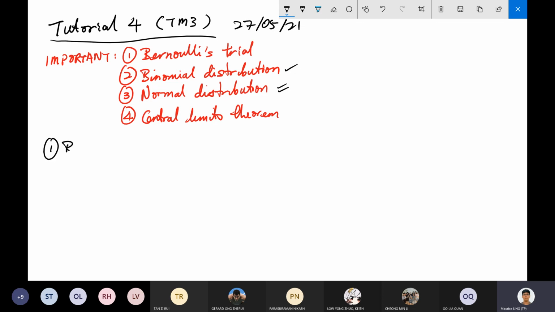Number 1, let's look at your Bernoulli trial. Okay, so what is a Bernoulli trial, or what is a Bernoulli experiment? How do you define that?